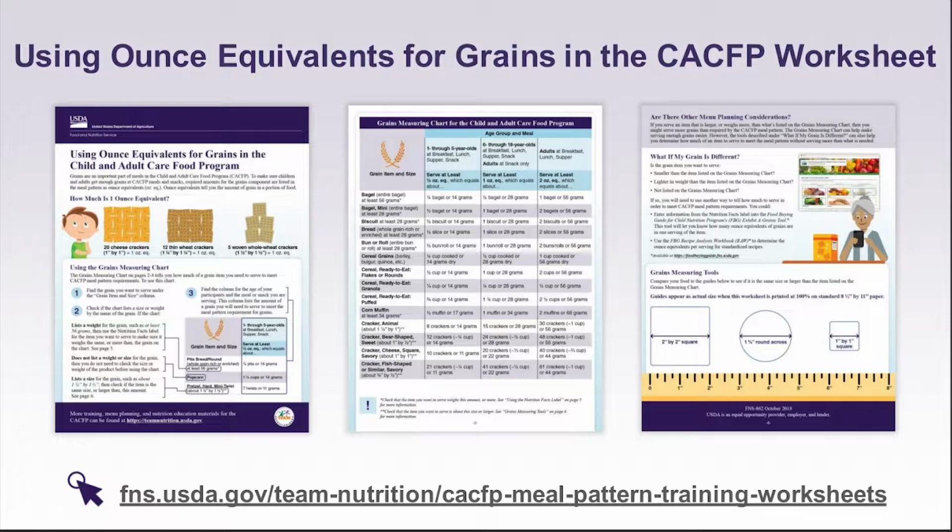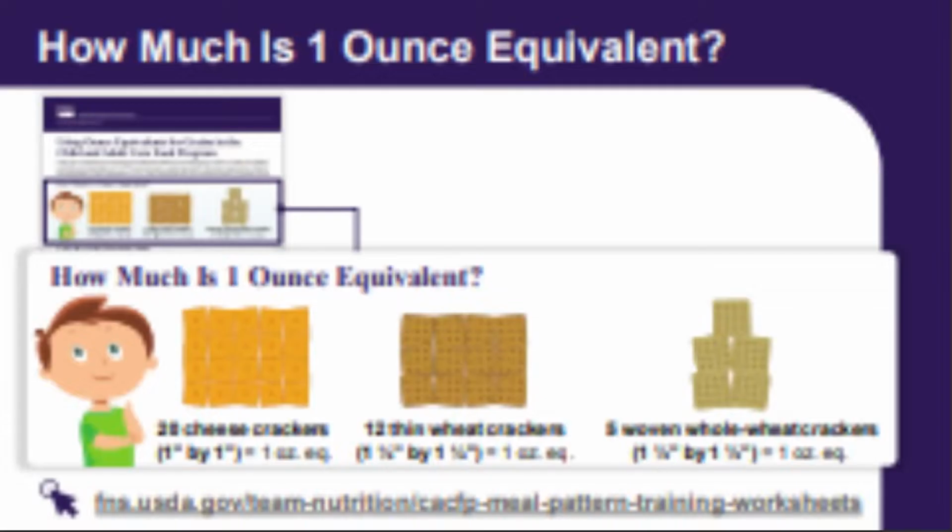So let's get started. Today we will discuss how to use ounce equivalents for grains in the CACFP. The USDA's Team Nutrition initiatives have created a worksheet on using ounce equivalents for grains in the CACFP. You can download this worksheet from the web address on the screen if you'd like. You can also just follow along with the pictures shown on the slides.